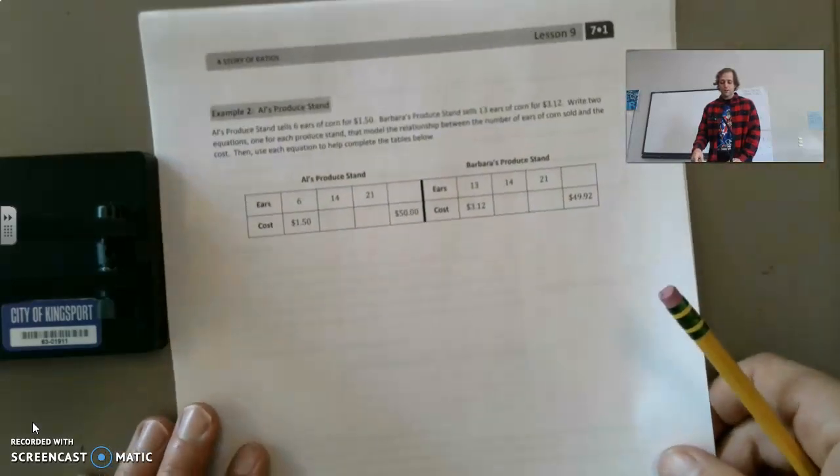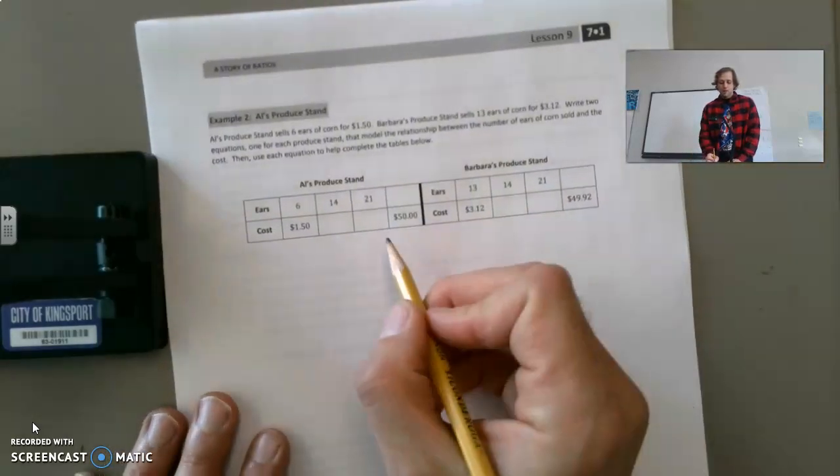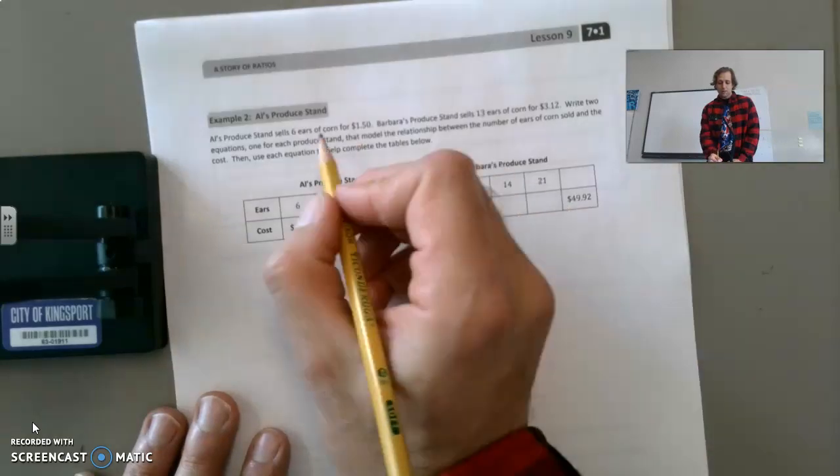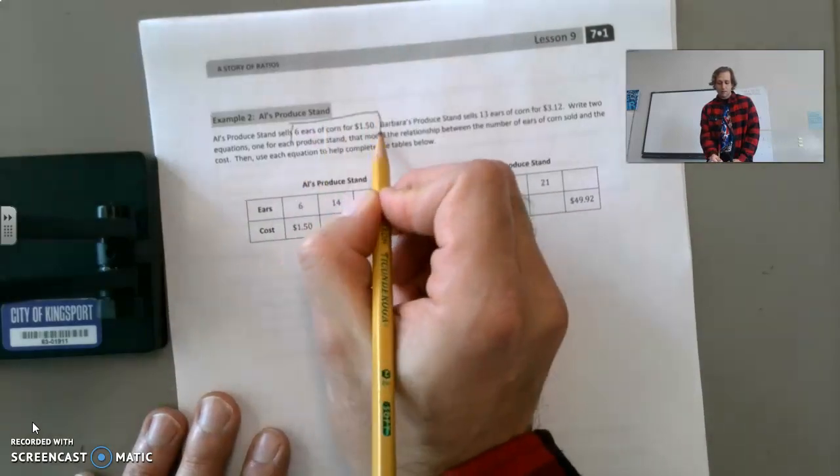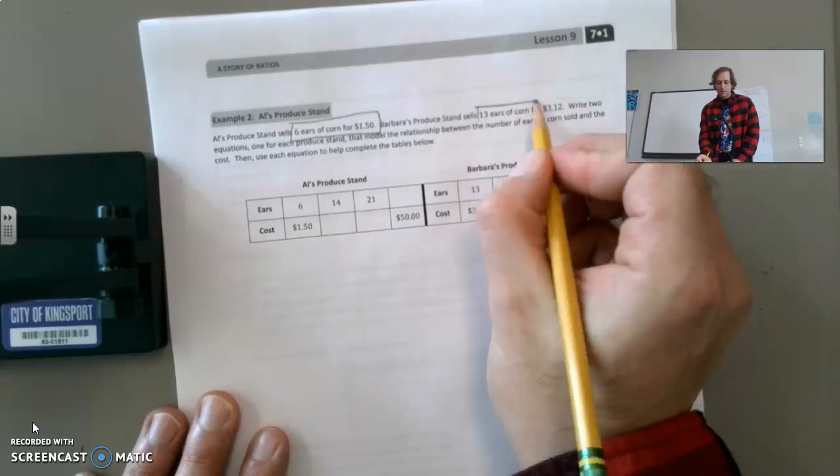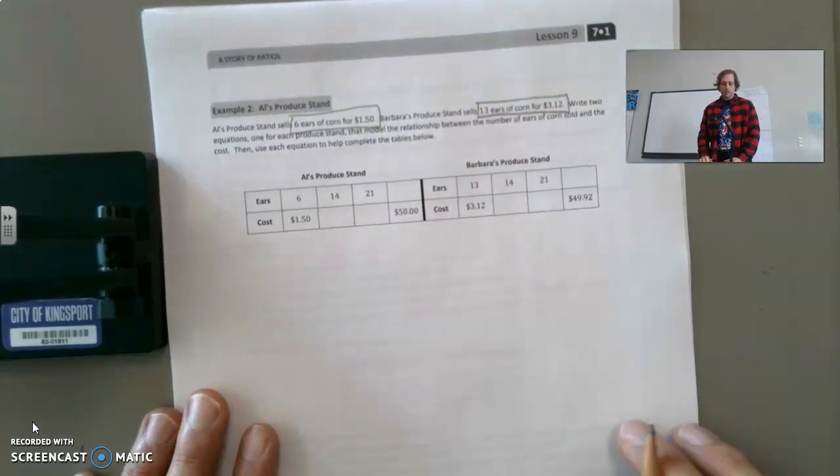All right, on number 2, we have a similar scenario. We have 2 produce stands. We are given ratios for each: 6 ears of corn for $1.50, and 13 ears of corn for $3.20.